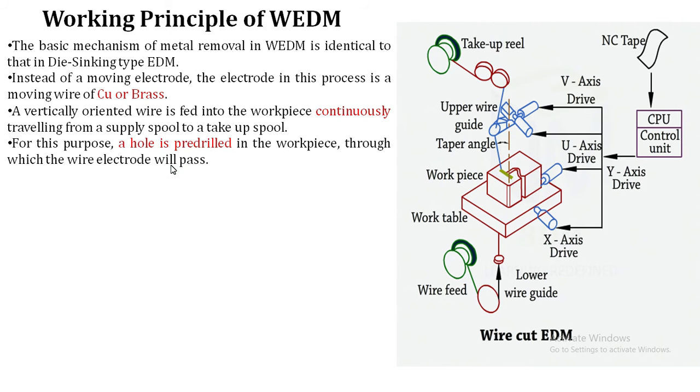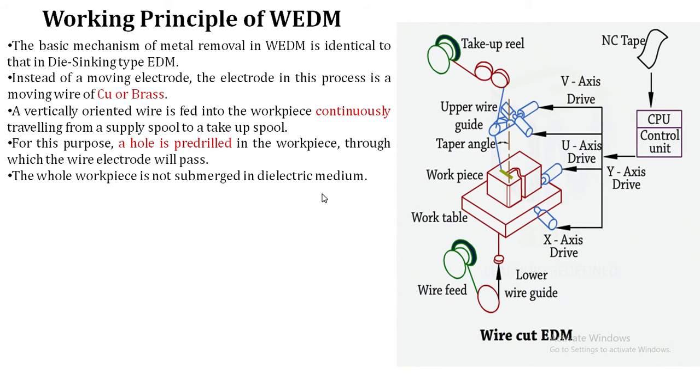Next, for this purpose a hole is pre-drilled. That is a very important thing. Whenever you want to pass the wire at the initial stage, at the particular region where you actually want to machine, a pre-drilled hole is required to pass the wire. Then afterwards, once you maintain the tension of that wire, you can start the machining. That is the basic requirement of this wire EDM process.